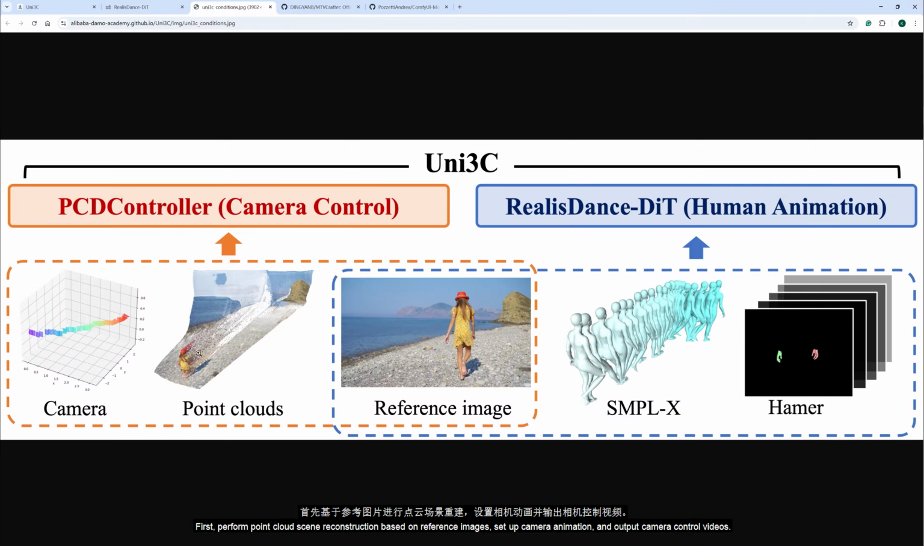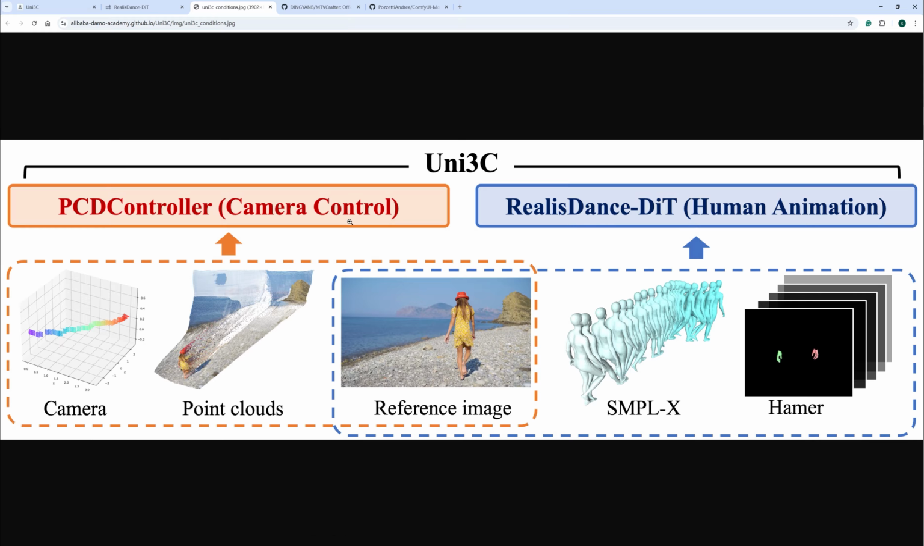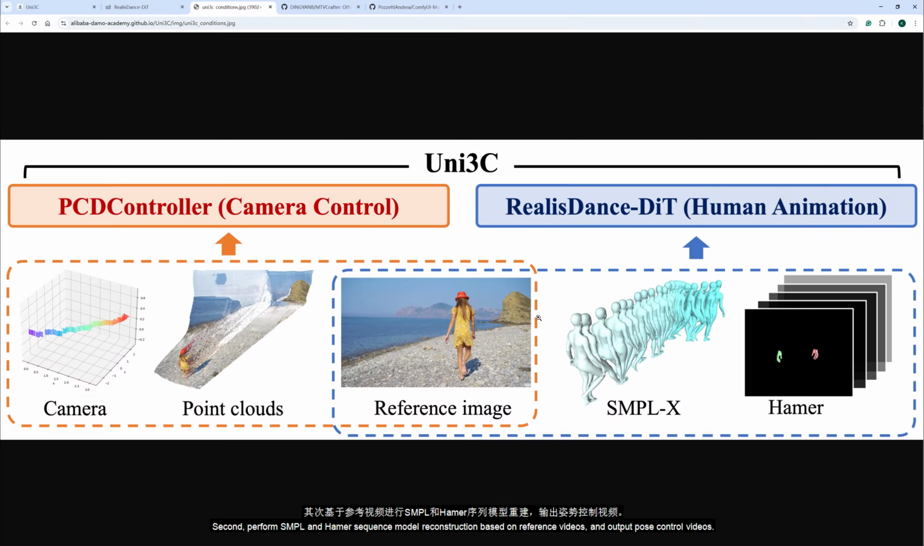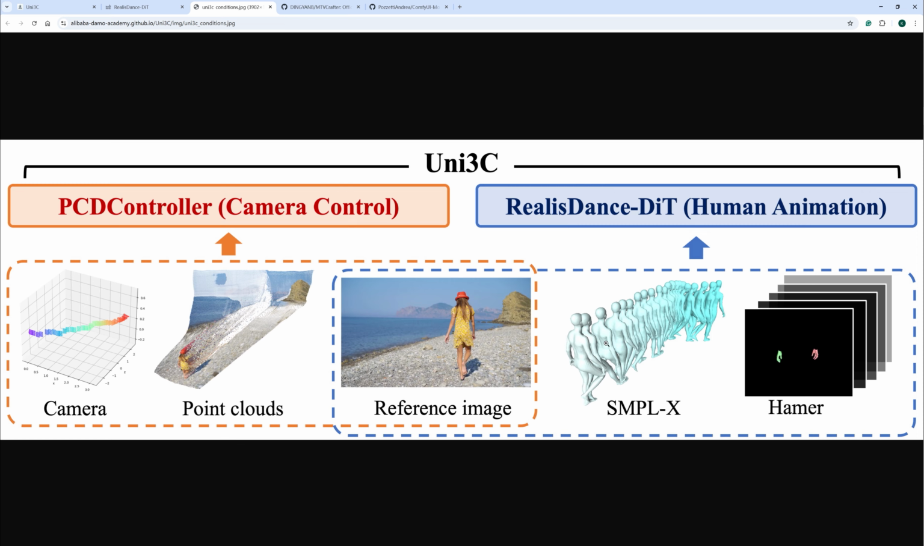First, perform point cloud scene reconstruction based on reference images, set up camera animation, and output camera control videos. Second, perform SMPL and Hamer sequence model reconstruction based on reference videos and output pose control videos. These two modules have already been integrated into KJ's WanVideo wrapper.